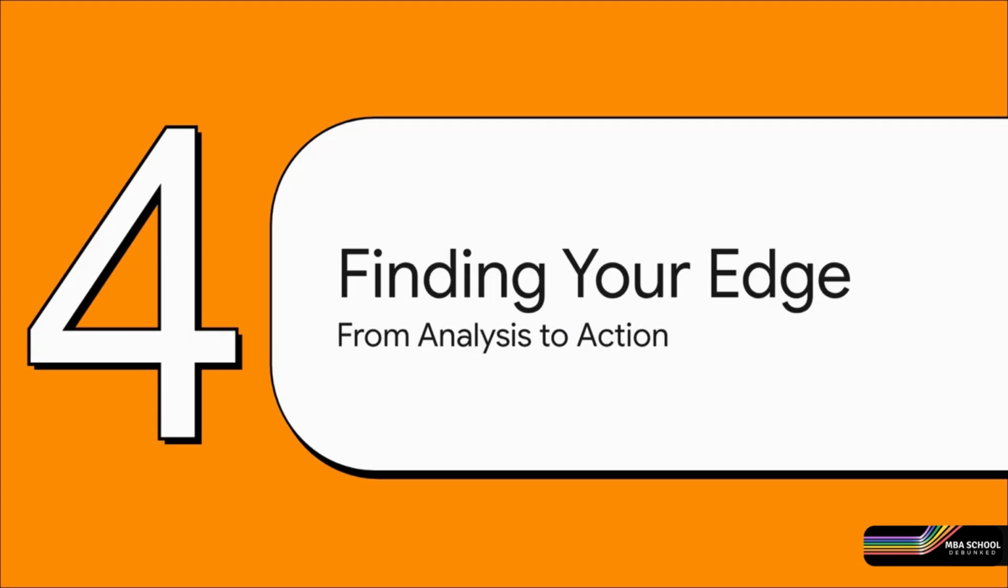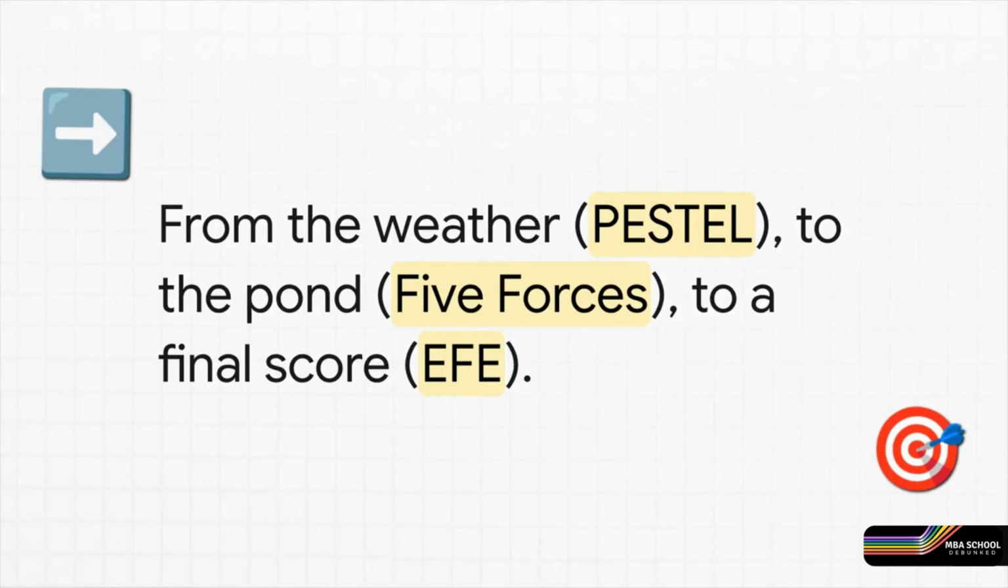Okay, so let's pull all of this together. We've journeyed from a broad forecast to a specific diagnosis of our industry, all the way to a final performance score. Now we can really see how all these pieces fit together to create a powerful strategic picture. It's a pretty cool journey when you think about it. We started with PESTLE to understand the long-term weather. Then, we zoomed right in with Porter's 5 Forces to analyze the health of our specific pond. And finally, we used the EFE Matrix to get a final score on how well our little fish is actually swimming in those conditions. It's a perfect flow from the 30,000-foot view down to the ground level.